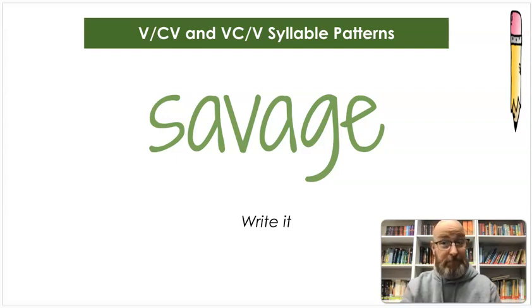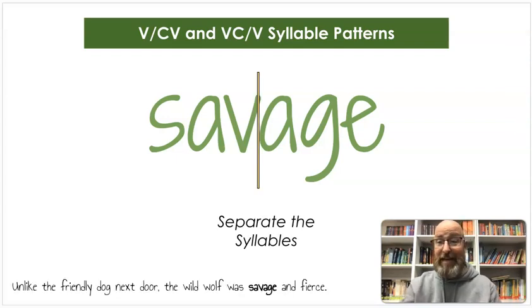S-A-V-A-G-E. Where's that line going to go? If you say after the V, that is correct. Have that closed syllable now, sav, short vowel. Unlike the friendly dog next door, the wild wolf was savage and fierce.